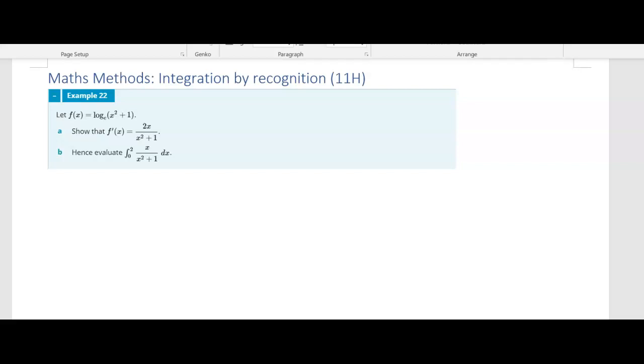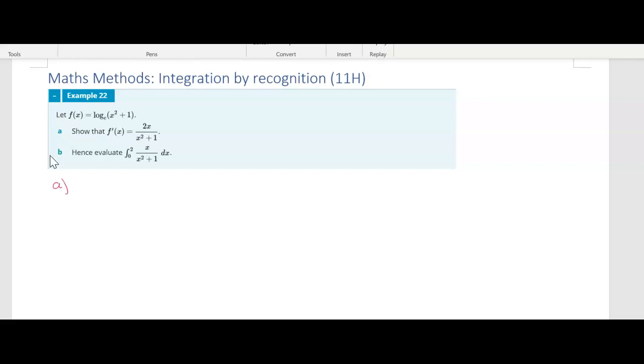The reason why we've been given that derivative is to go on to do part B, which is find that definite integral. What we do to find that definite integral is use that derivative, our answer from part A. So let's do part A first. Let me just get my pen ready.